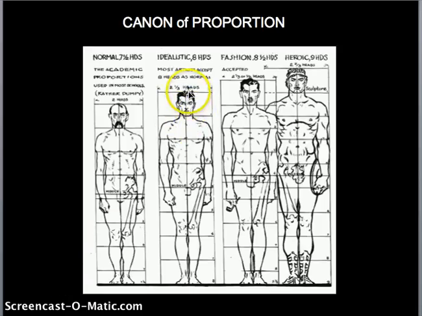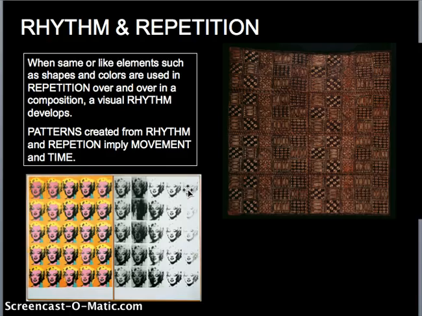So the head, and then the whole body is going to be 8 heads long. According to the canon, the height of the head is 1/8 of the total height of the body. The width of the shoulders is 1/4 of the total height of the body. So you can see mathematics is really involved in determining scale and proportion of art objects.